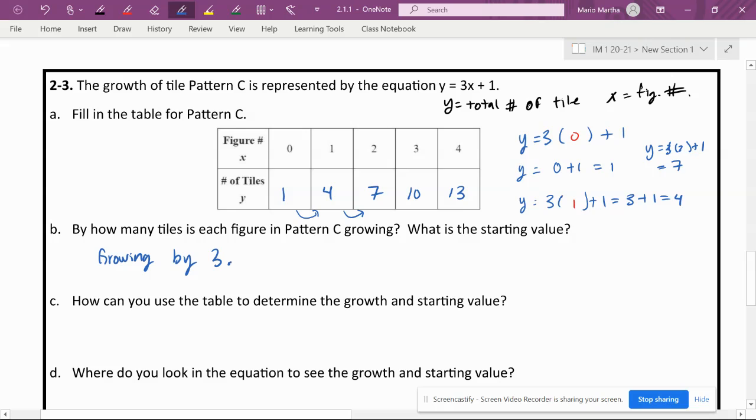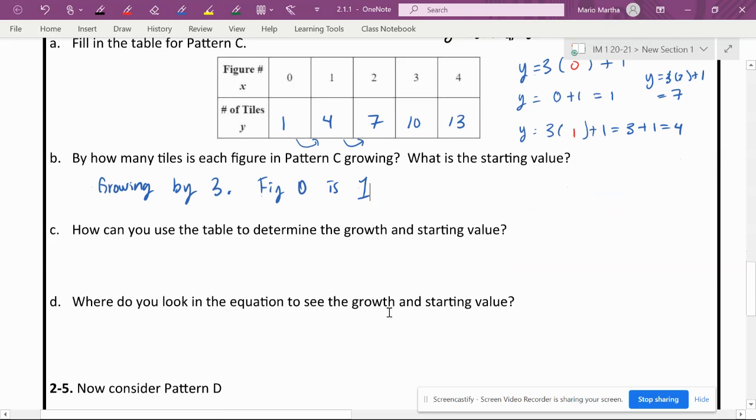And then what is the starting value? So what is the figure 0? In this case, happens to be 1 tile total. How can you use the table to determine the growth and starting value? So the growth is always a number that's multiplying the figure number, right? So growth is the number that multiplies the figure number.